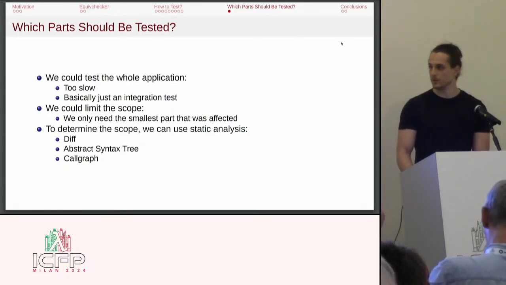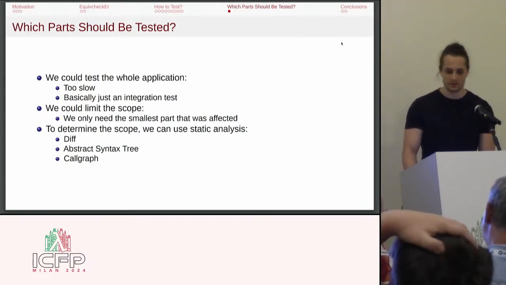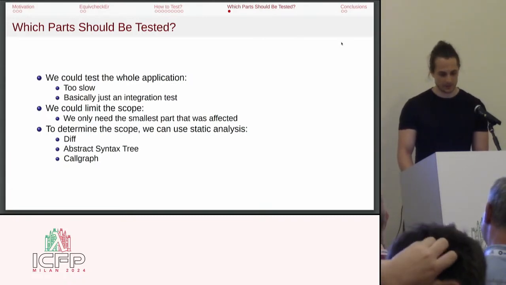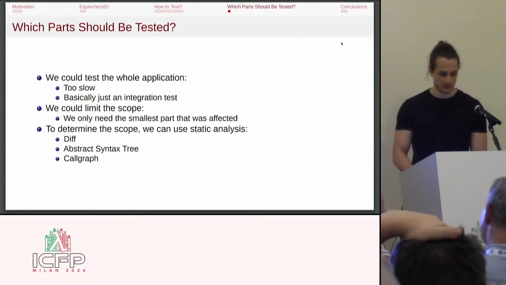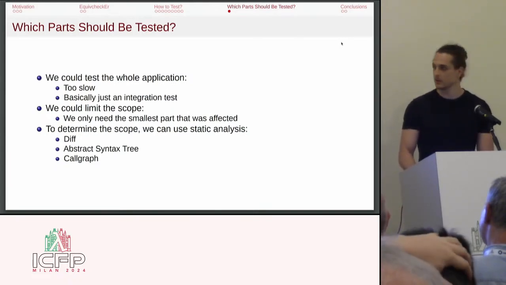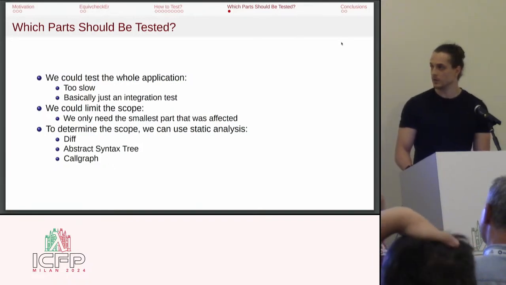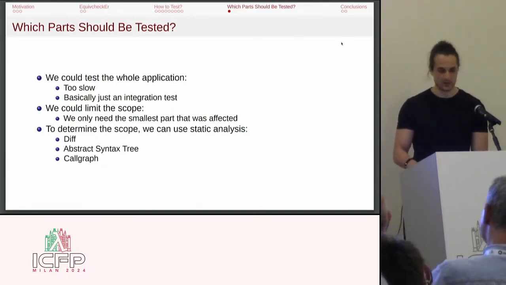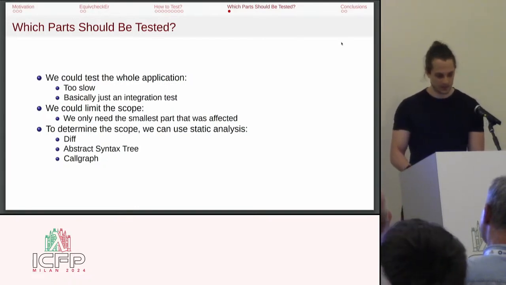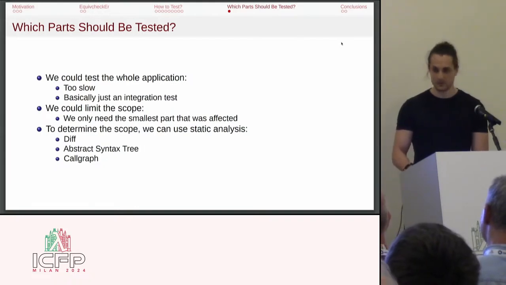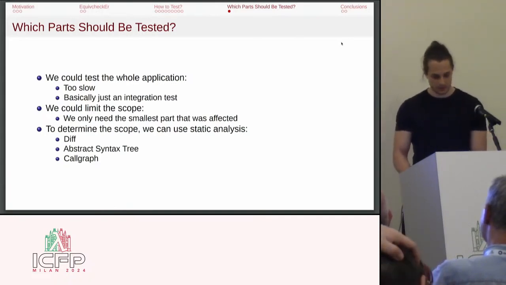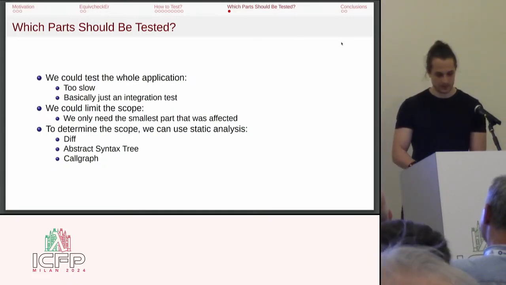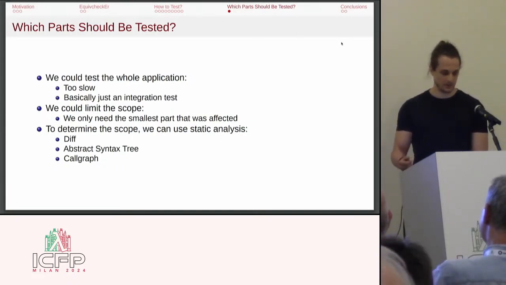To determine the scope, we used various static analysis tools. First we used the standard Unix diff tool to get the exact lines that were changed. Then we parsed the source code to get the abstract syntax tree. Together with the line numbers, we could identify the exact functions that were affected by the change, and these formed the initial set of functions that we had to test. We also used the call graph, so if we found that some function behaves differently, we rerun the tests on its callers too.